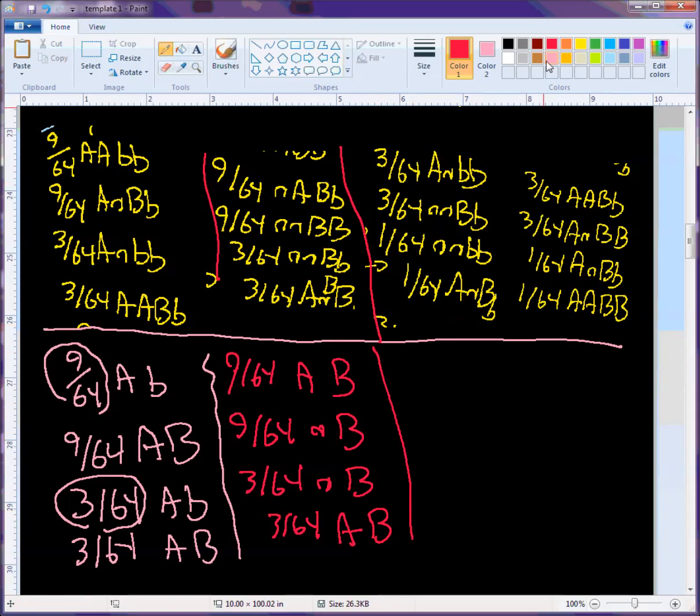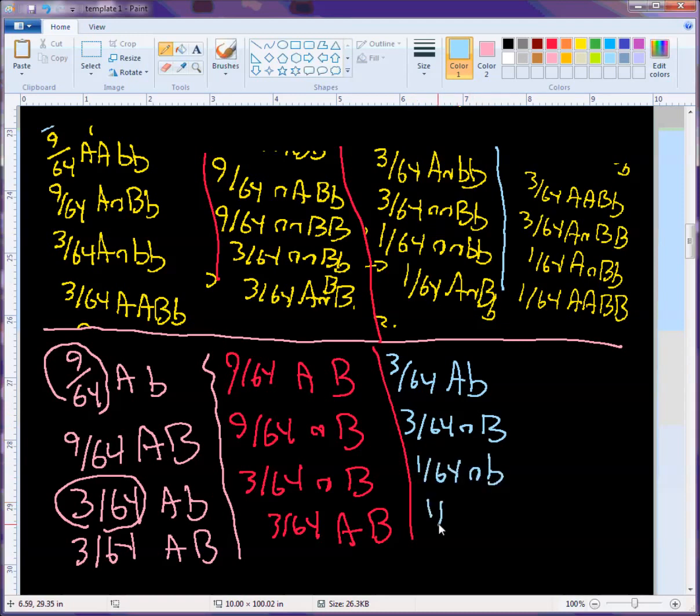Okay, changing the color again. And I better write small because I'm running out of space. So 3 out of 64, big A, little b. 3 out of 64, little a, big B. 1 out of 64, little a, little b. 1 out of 64, big A, big B.